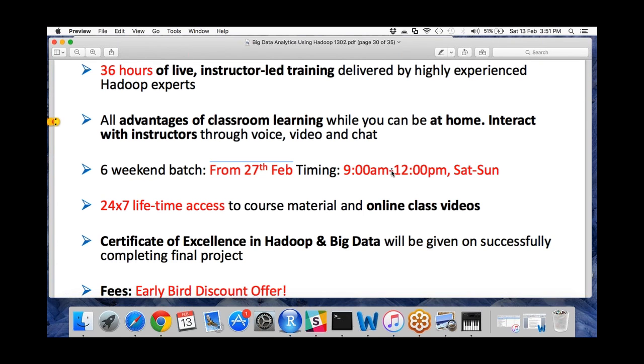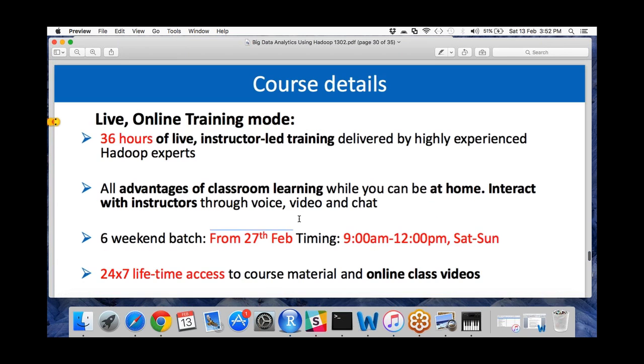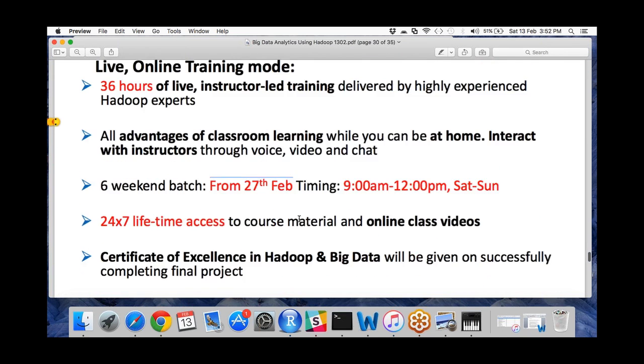Just to reiterate, the timing for the course is going to be 9 to 12 in the morning IST, and the classes are going to be held on each Saturday and Sunday over the weekend for 6 weekends, because the course is a total of 36 hours.